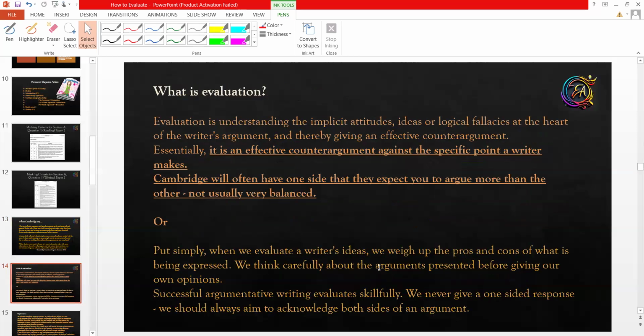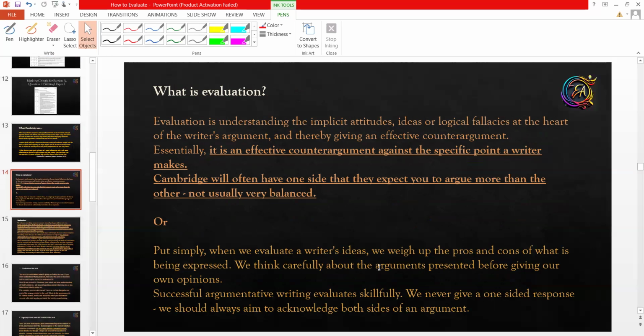Okay. Now, what exactly is evaluation? We must have knowledge of what evaluation is, only then will we be able to evaluate it. Evaluation is understanding the implicit attitudes, ideas, or logical fallacies at the heart of the writer's argument, and thereby giving an effective counter argument. Let me read it out, then I'll explain it to you.